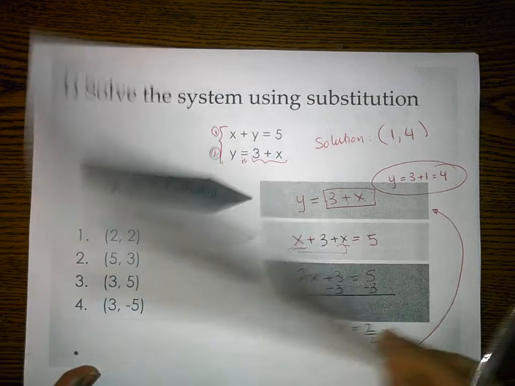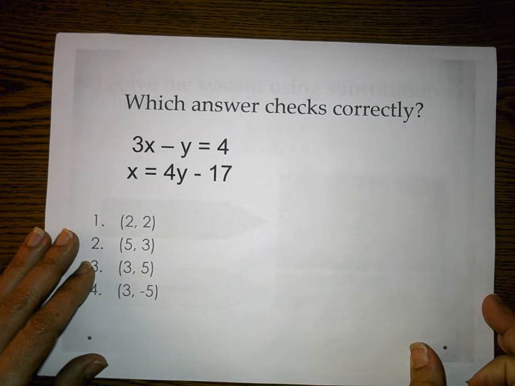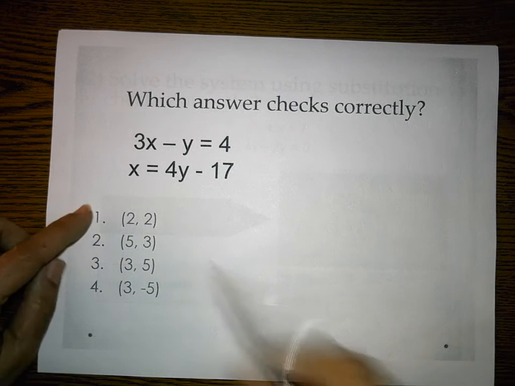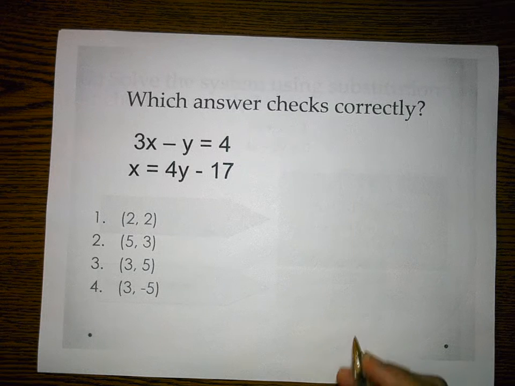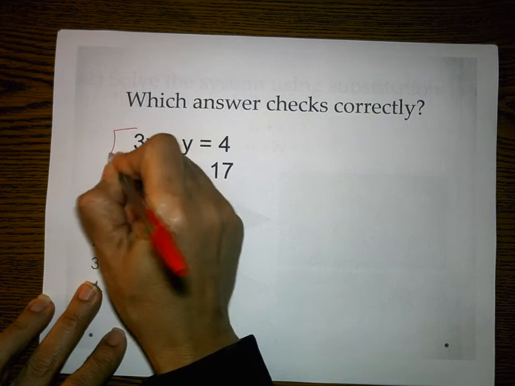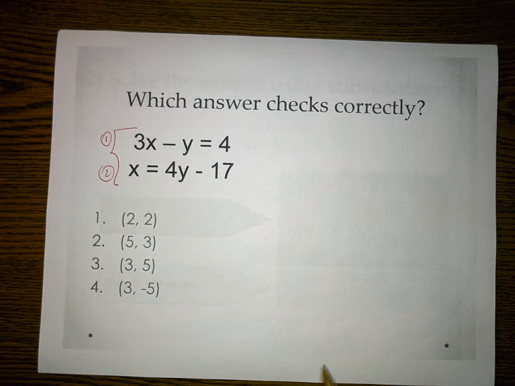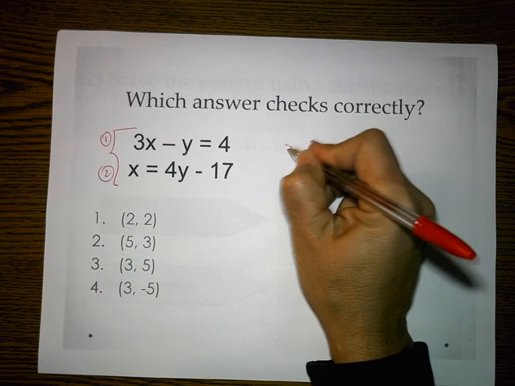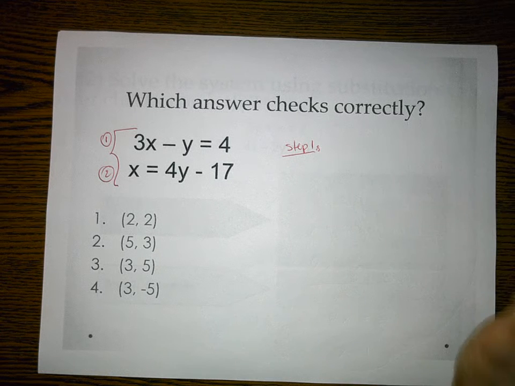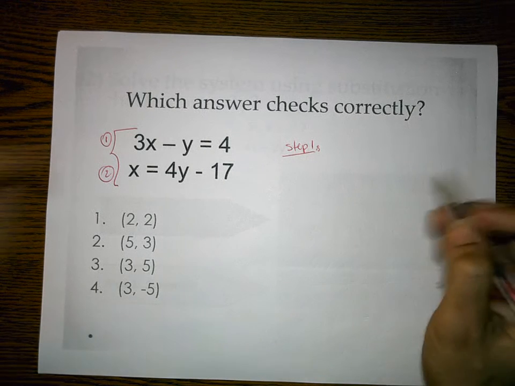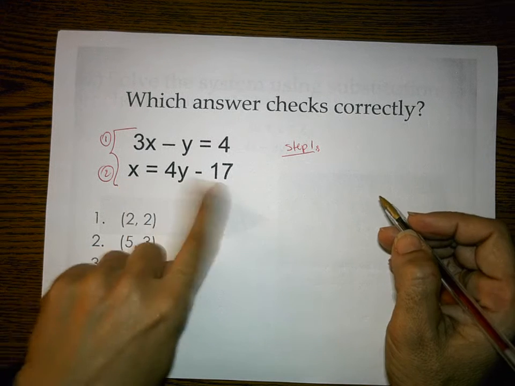Let's try another example. It says right here, which answer checks correctly. So which answer matches for these two systems over here? For these two equations, a system of two equations, I have equation number 1 and equation number 2. Step number 1 is to pick an equation and isolate for one variable. If I look at both of them, I already see that equation number 2 is isolated for x.